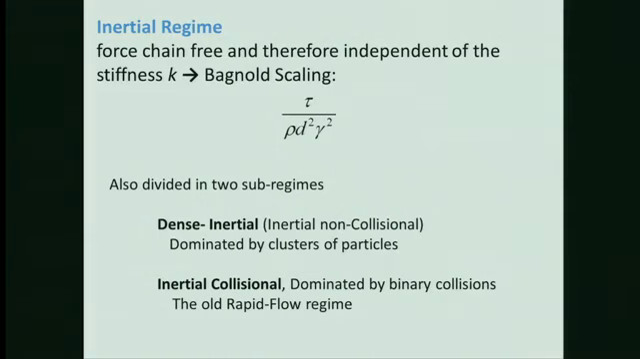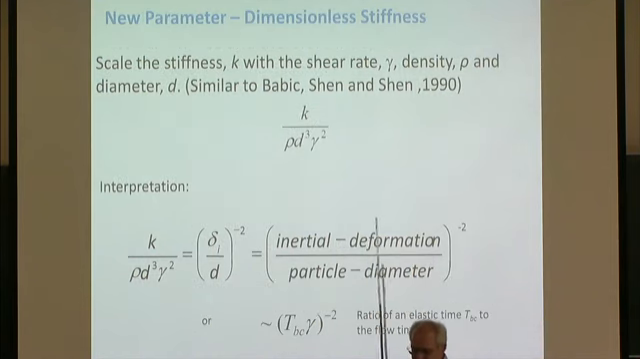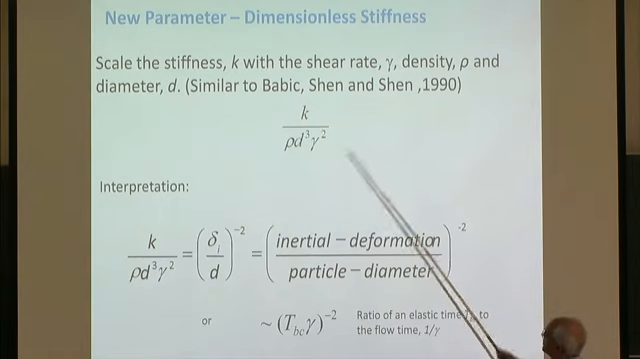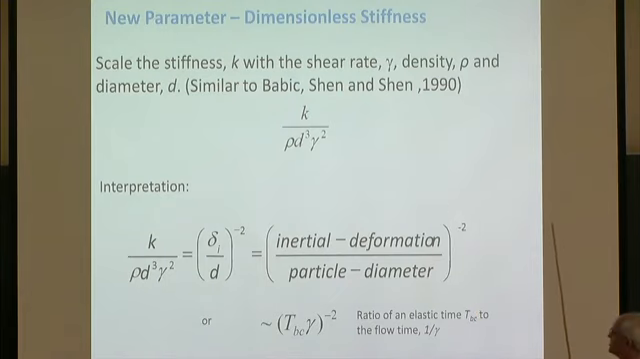It also has two subregimes. There is the dense inertial regime, which I used to call the inertial non-collisional regime, which is more accurate, but actually dense inertial just rolls off the tongue easier, which is dominated by clusters of particles. And you have the inertial collisional regime, which is dominated by binary collisions, and that's the old rapid flow or kinetic theory regime. And you get a new parameter, which is K over rho d cubed gamma squared. It's a dimensionless stiffness, non-dimensionalized by the shear rate.